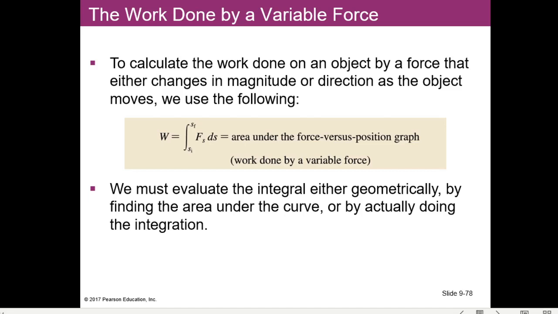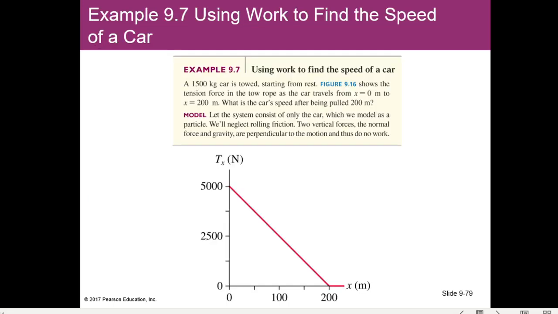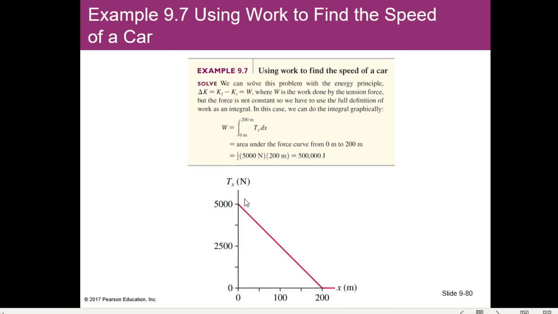There we are. All right, so here we have an example of a tow force on a car, right? And this graph is showing the force as a function of distance x. And we want to know what the car's speed is at the end of that 200 meters. Well, we can figure out the work done by the towing force just by taking the area under this curve.